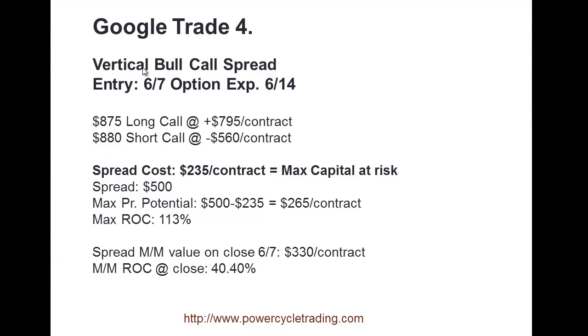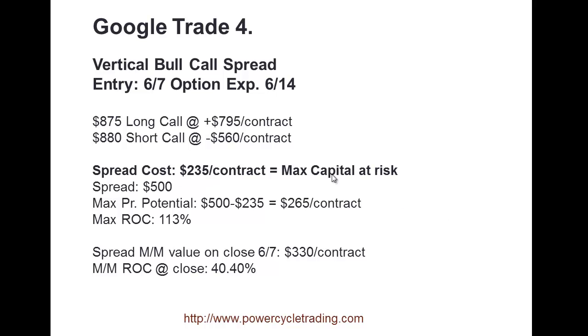So I bought the vertical bull call spread, excuse me. Entry on the 7th of June, that was Friday. It expires next Friday. So I went long the 875 calls. Those cost $7.95, short of the 880. So I am long that call spread, and my cost of this spread is $235 a contract.